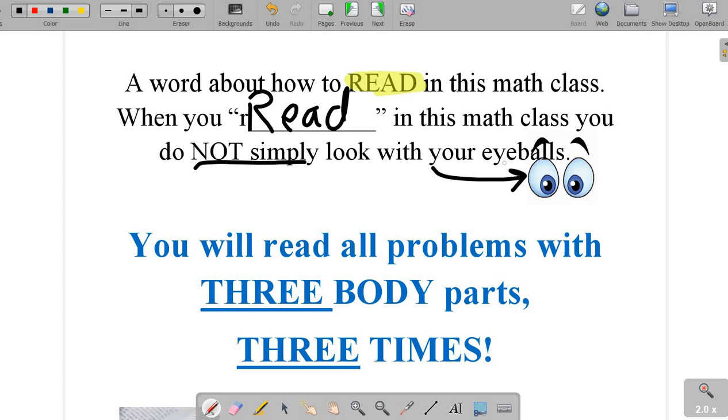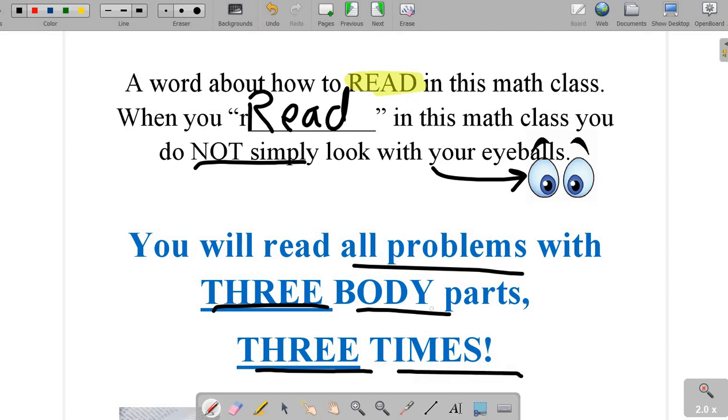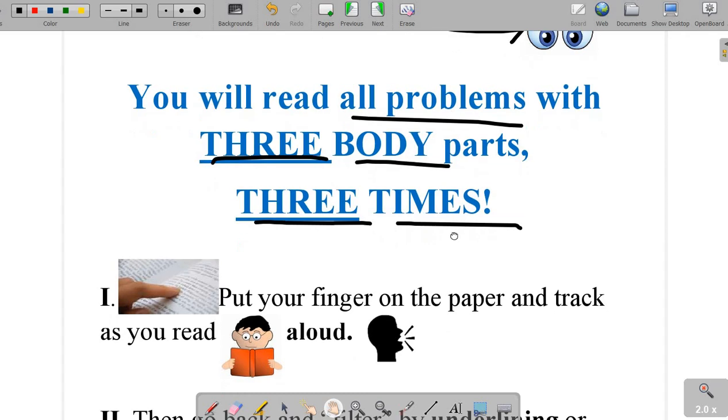That is not reading. This is the kind of reading. You will read all problems using 3 body parts, and you will read 3 times. 3 body parts, 3 times. If you learn this singular skill on how to read properly in this class, in this second lesson, it will enormously improve your comprehension over the next 9 months in this class.